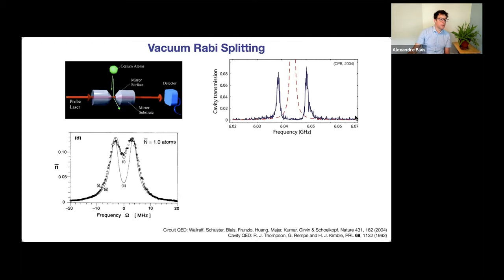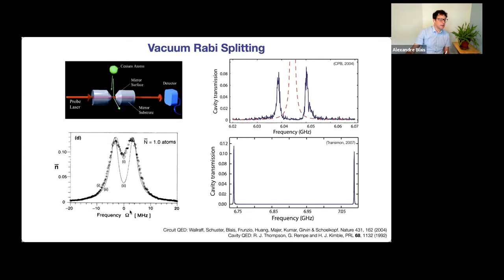What you see are these two peaks, which are clearly resolved, much better resolved than in the first experiment with atoms. Using these artificial atoms, you can get much better resolution for this so-called vacuum Rabi splitting. These first experiments in 2004 were done with the ancestor of the transmon qubit, the Cooper pair box, which was sensitive to charge noise. By construction it's a smaller object than the transmon, so it has a smaller electric dipole and a smaller coupling to the cavity.